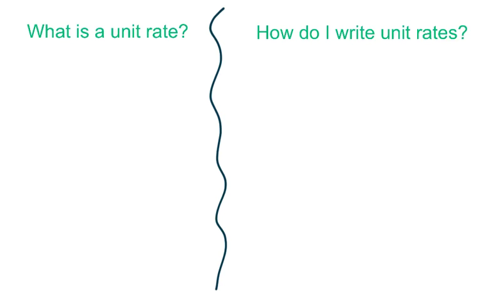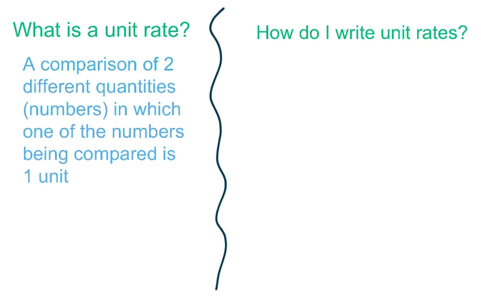So a unit rate is a comparison of two items or two quantities, and one of the numbers being compared is the number 1, so it's equal to the number 1. So let's go ahead and get down a written definition for a unit rate. Like I said before, a unit rate is a comparison of two different quantities or numbers in which one of the numbers being compared is 1 unit. So let's go ahead and take a look at what that would look like.